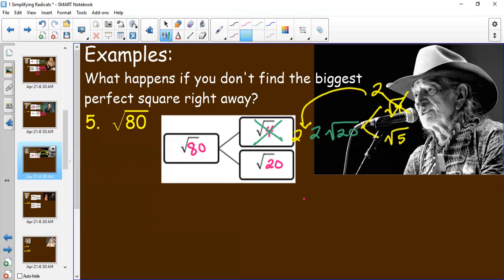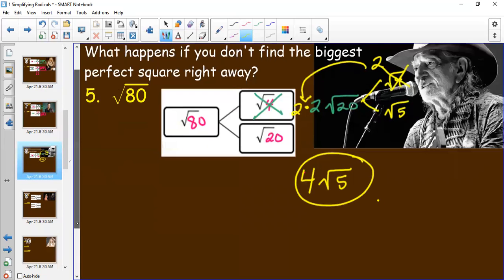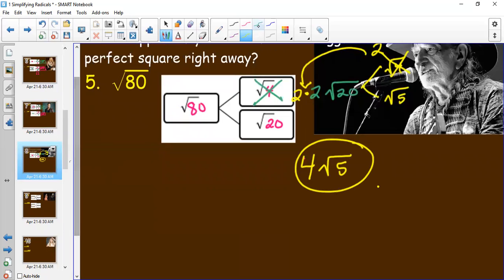And when there's 2 numbers outside, we multiply those together. So this would be 4, and no longer the square root of 20, it'd be the square root of 5, since we broke up 20 into 4 times 5. So that's kind of the slow way of doing it. If you found the biggest one right away, just like fractions, it gets you there more directly.